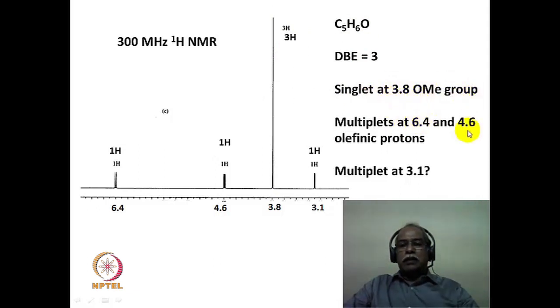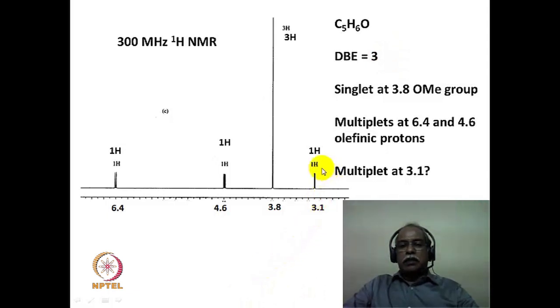Now the multiplets at 6.4 and 4.6, we will see what kind of multiplets they are in the next slide. For the time being, assume that this is one multiplet and this is another multiplet. This comes in the olefinic region, so you have two olefinic protons, a C2H2 fragment in this particular moiety, and an OCH3 fragment in this moiety. If you subtract this C2H2 and the OCH3 from the molecular formula, what is left is C2H. Now you have to have a double bond equivalence of 3. You have accounted for one olefinic bond here, corresponding to a double bond equivalence of 1. So you have to now account for 2 more double bond equivalence.